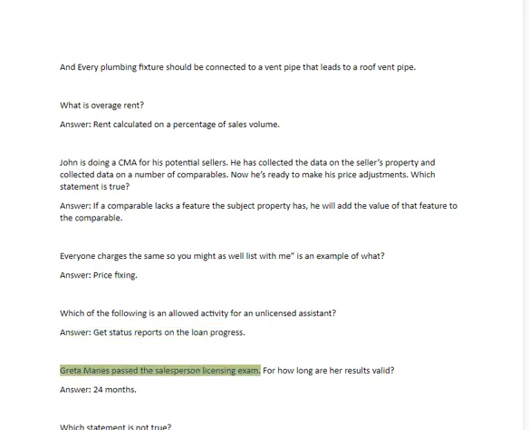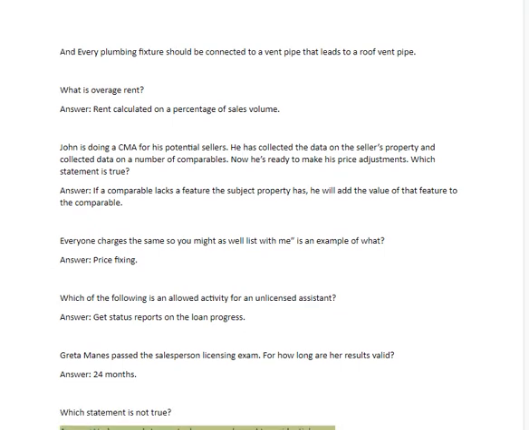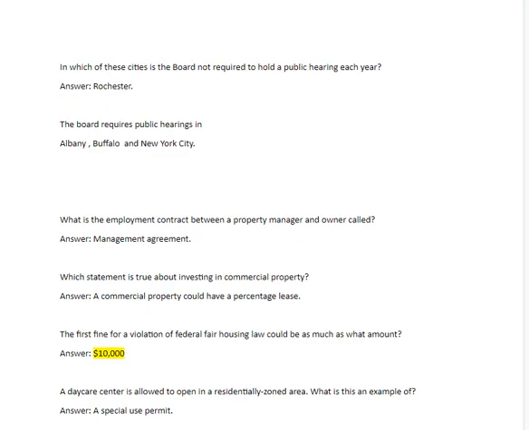Greta Maney has passed the salesperson licensing exam. For how long are her results valid? Answer: 24 months. Which statement is not true? Answer: underground storage tanks pose no hazard to residential areas. What is a policy that protects against claims above and beyond the amount covered by primary policies? Answer: umbrella. Which law extended discrimination to include handicap and familial status? Answer: Fair Housing Amendment Act. In which of these cities is the board not required to hold a public hearing each year? Answer: Rochester. The board requires public hearings in Albany, Buffalo and New York City.